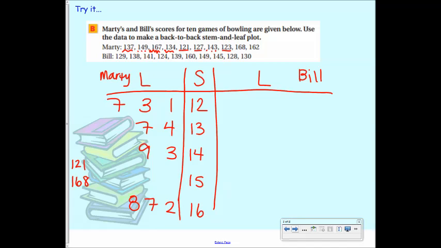120 first, 129, 124, and then 128. Okay, so what numbers do I actually write? 4, 8, and 9. Then 138, 139. That's it. 130 goes, all right, so what do I put here? 0, 8, 9. Okay, and now what? 141, 149, 145. All right, 150s, there's no one, so no 150s again, and then 160 only, just 0.